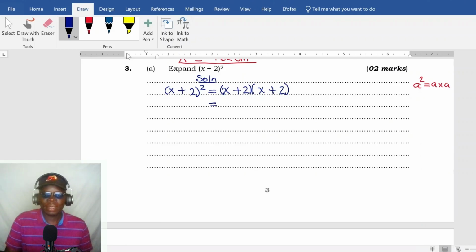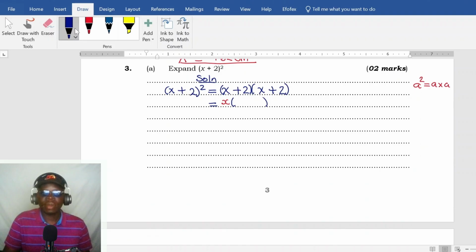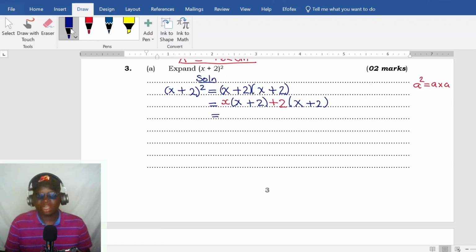So the next step is to distribute the first term as a coefficient of the second bracket. Let me use a different color to represent my first term here, and this is going to multiply the second bracket, which is x plus 2. Then here we have the second term. We take it together with the sign, plus 2. Now what next? The only thing left is opening up this bracket and simplifying.